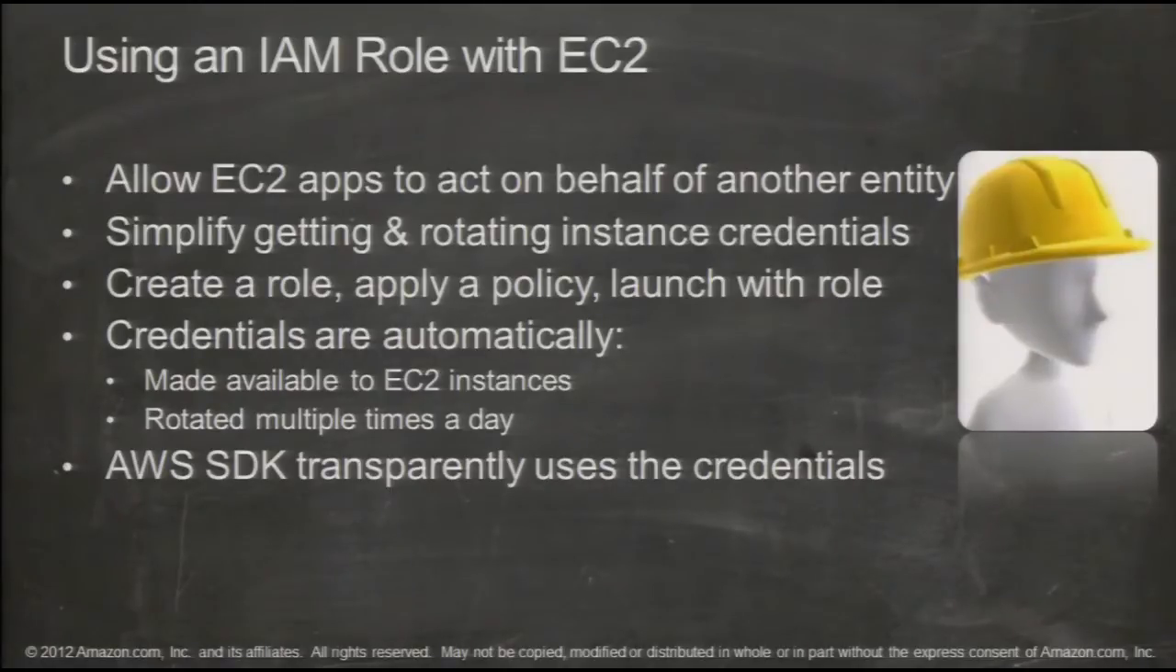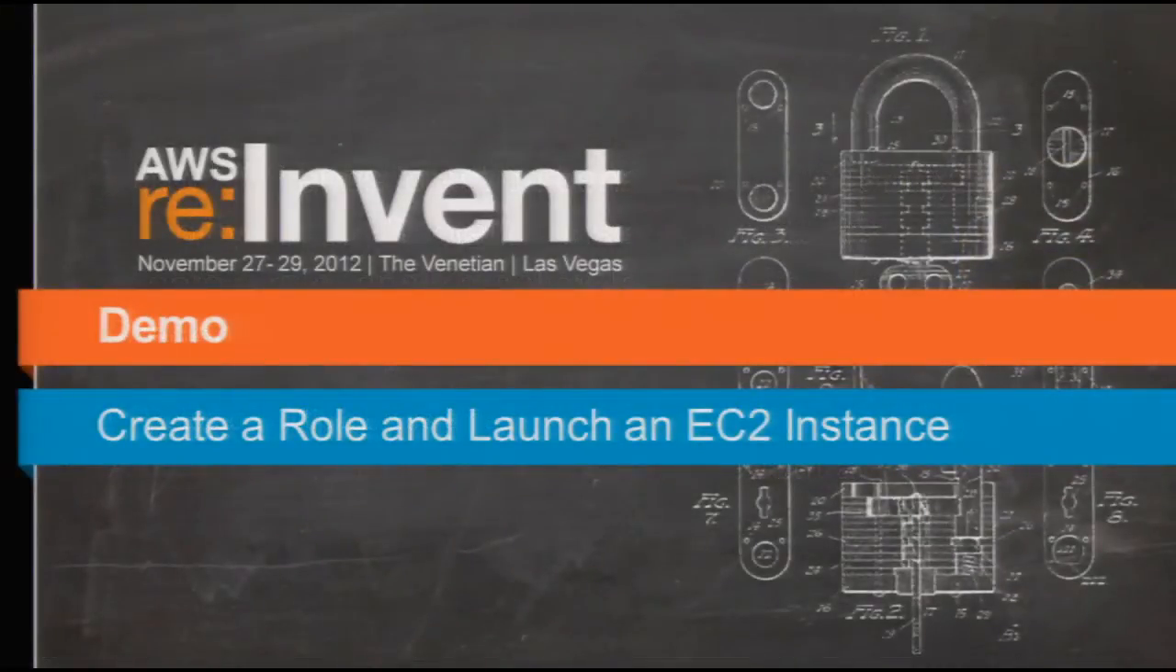This really simplifies the entire process. You create a role, you attach a policy to that role, and you launch an instance with that role. Behind the scenes, we take care of all the complexity. We get the credentials out to those instances. We actually rotate those credentials multiple times a day. And if you're using the AWS SDK, you simply need to build your application, and the SDK will pull the credentials from the metadata cache. There's nothing you need to do. So let me show you how you actually create a role and launch an instance.